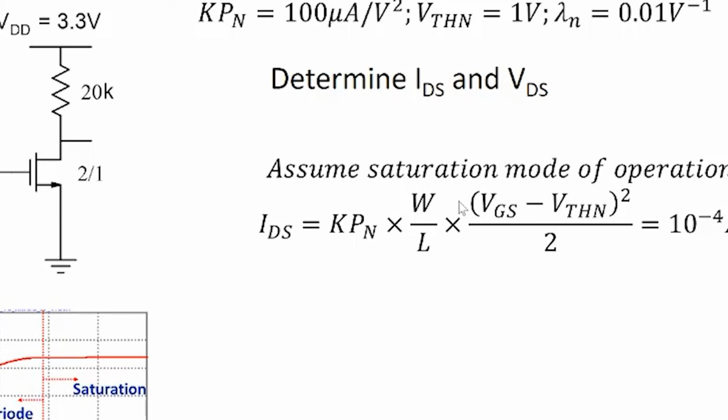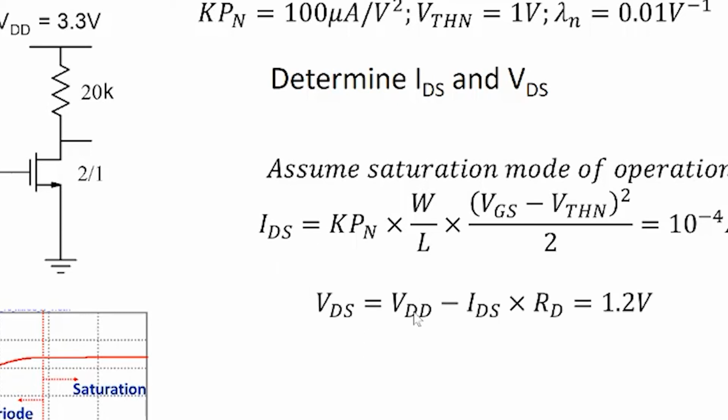Once we assume saturation mode of operation, this is the expression for current. We are given everything: Kpn, W by L. Note when we write 2 by 1, it means W is 2 and L is 1. The ratio W by L is 2 by 1 here. And we are given VGS minus VTH, so we calculate IDS is 10^-4 amperes. Once we calculate IDS, we can calculate the drop here and we'll know the VDS.